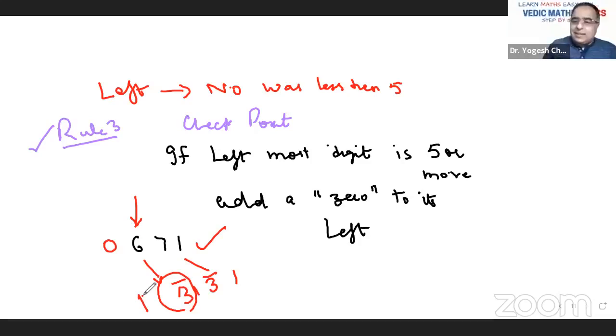So now let's solve one question first. 9, 8, 1, 9. Solve. Convert this number to a vinculum number.